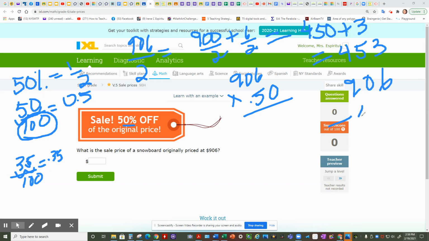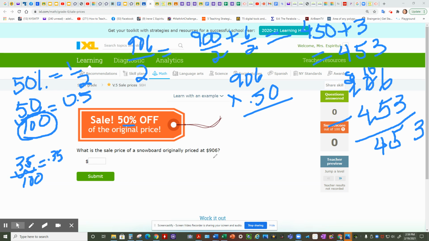906 minus 453. So it's going to be 3. This is going to be 10. 5. This is going to be 8. So this is 453. Okay? Now, remember, this is the discount.